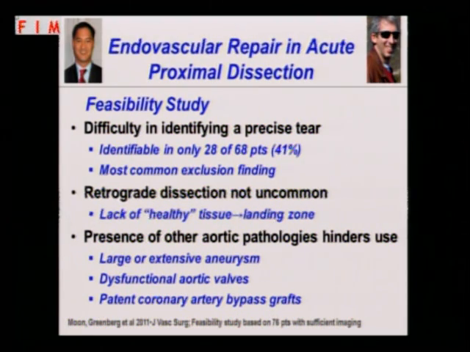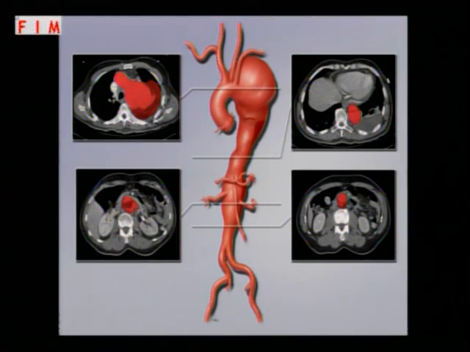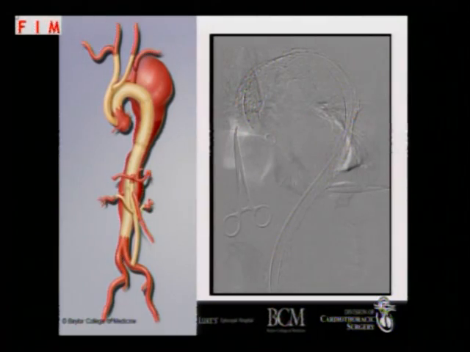Roy Greenberg has pointed out that the difficulties in identifying tears and dissections and using this technology for acute dissections is probably going to be sort of the last door to open, with difficulty identifying the tear precisely. Retrograde dissections are not uncommon. Presence of other aortic pathologies hinders its use. We've been able to do a lot. We can debranch the head vessels and debranch the abdominal vessels and replace the entire aorta.